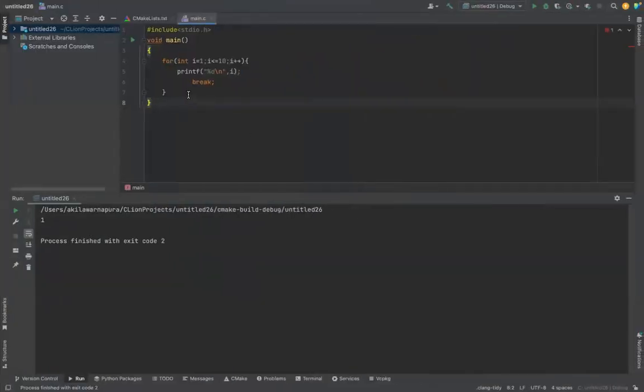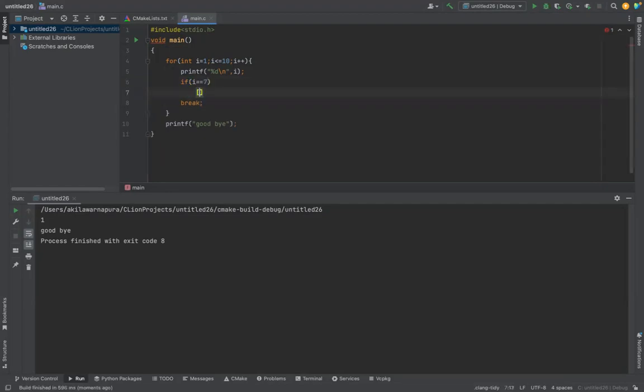When the for loop terminates, if there is anything after the for loop, that will be executed. Let's say goodbye. The goodbye will be printed. 1, and after that goodbye, because you put the break here. Let's say with the condition, if i equal 7, then break.